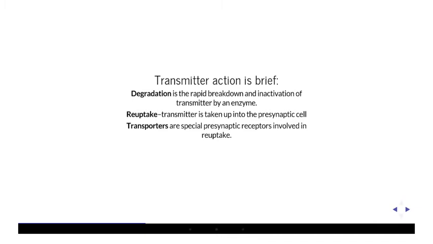So there's three mechanisms that allow the neurotransmitter to be taken out of the synapse. The first is degradation, and so there are many enzymes which are found nearby. They float around in the synapse, and their job is to consume and degrade the neurotransmitter so that it can't bind to its receptor.